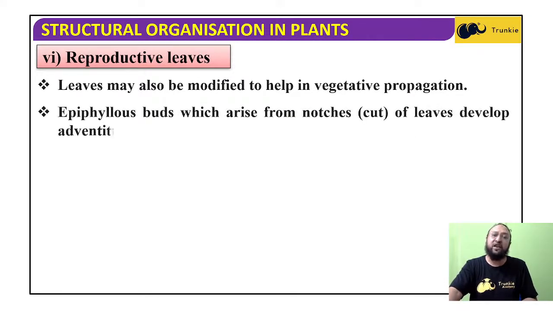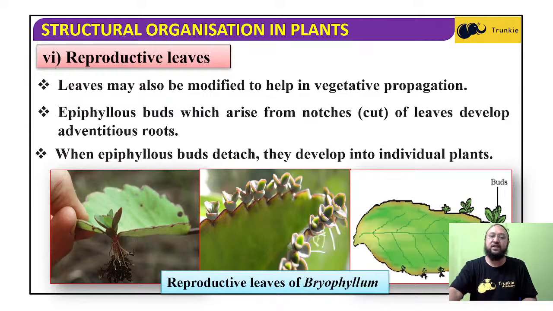Epiphyllous buds, which arise from the notches or cuts of leaves, develop adventitious roots. When the epiphyllous buds get detached, they develop into individual plants. These are the reproductive leaves of Bryophyllum. So you can see the margin. The new plant is growing from the leaf of Bryophyllum. The buds have formed at the leaf margin. That is the best example. Another one you can also see. The plants are growing from the leaf margin.